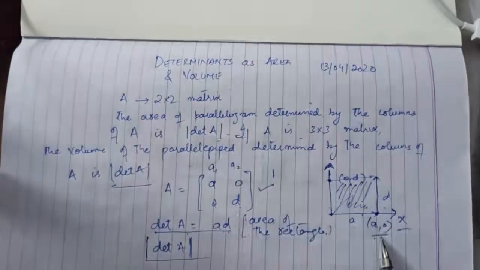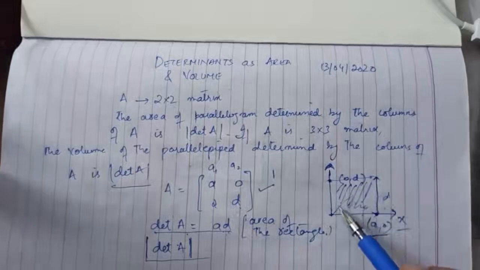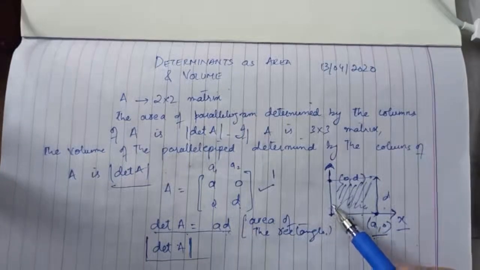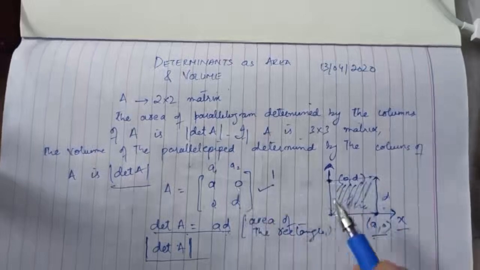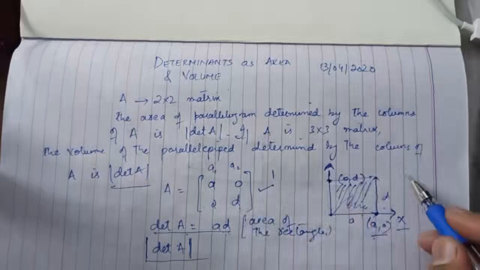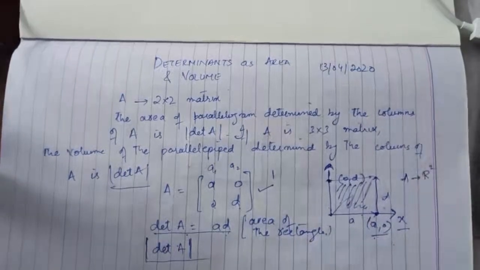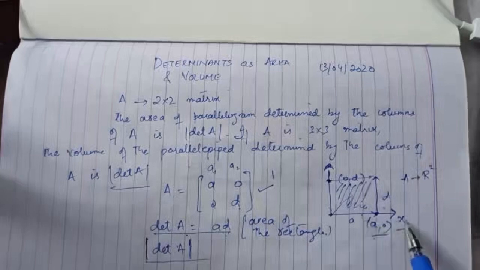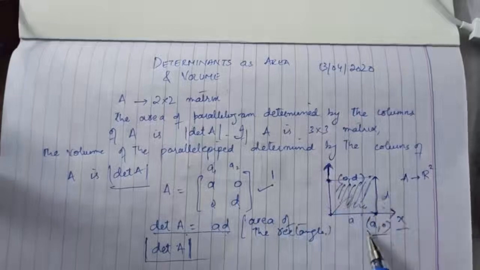So the A1 vector, which is (A, 0), can be given on the x-axis, and similarly you can think of (0, D) as the point over here. So if you know that A is in R2, it means two axes, or two dimensions, will actually be enough to represent those vectors.